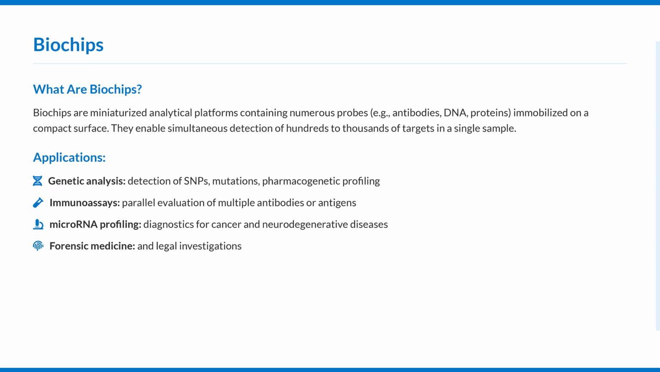Biochips. What are biochips? Biochips are miniaturized analytical platforms containing numerous probes, for example, antibodies, DNA, proteins, immobilized on a compact surface. They enable simultaneous detection of hundreds to thousands of targets in a single sample. Applications: genetic analysis, detection of SNPs, mutations, pharmacogenetic profiling, immunoassays, parallel evaluation of multiple antibodies or antigens, microRNA profiling, diagnostics for cancer and neurodegenerative diseases, forensic medicine, and legal investigations.